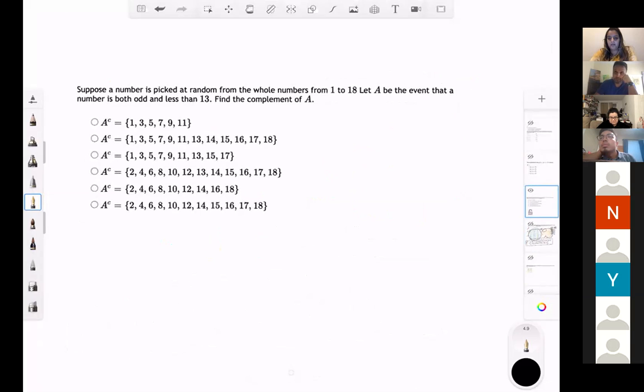Again, they're asking about complement here. Suppose a number is picked at random from the whole numbers from 1 to 18. Let A be the event that the number is both odd and less than 13. Find the complement of A.